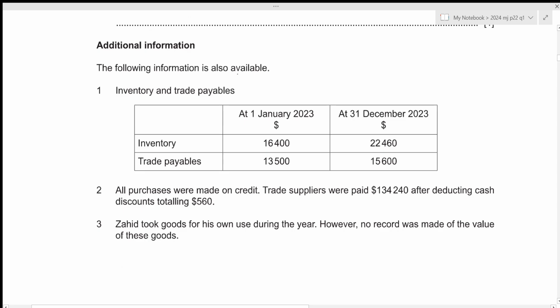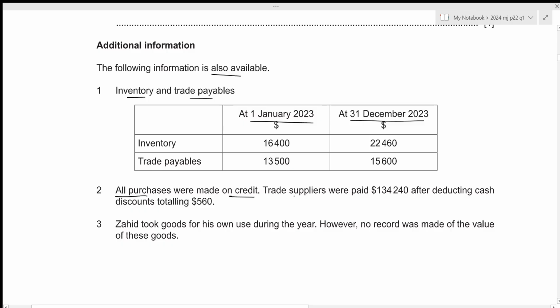The following information is also available. We have been given the information regarding inventory and trade payables at the start of the year as well as the end of the year. Then all purchases were made on credit. It means that total purchases will be equal to credit purchases.